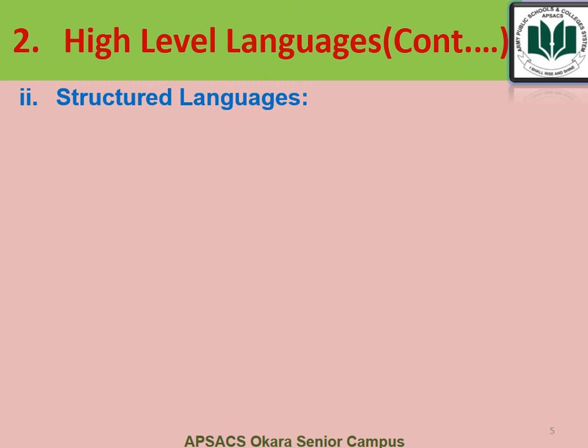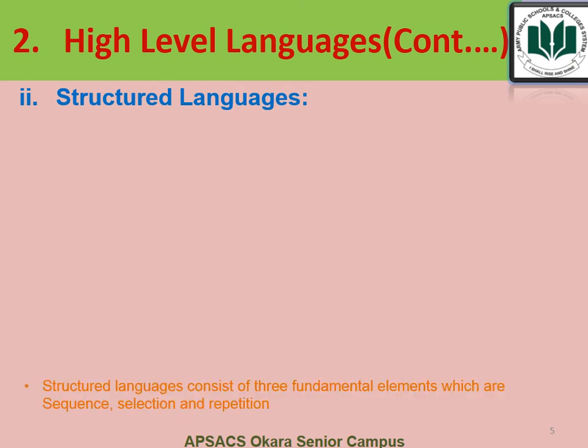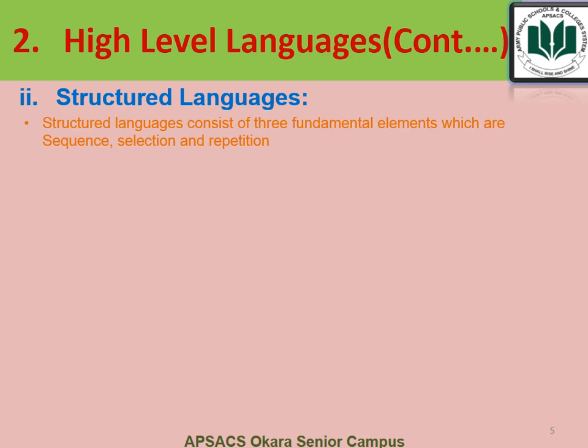After that, we have the category number two, structured language. Structured languages consist of three fundamental elements, which are sequence, selection, and repetition. Sequence means writing computer program statements in a logical sequence. We have to write computer programs in a logical sequence.